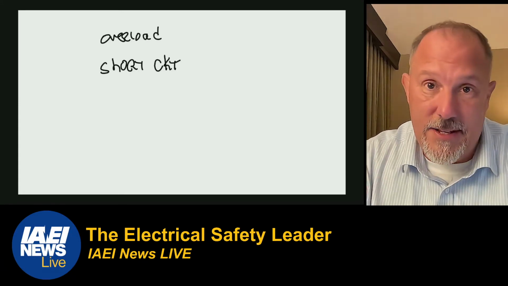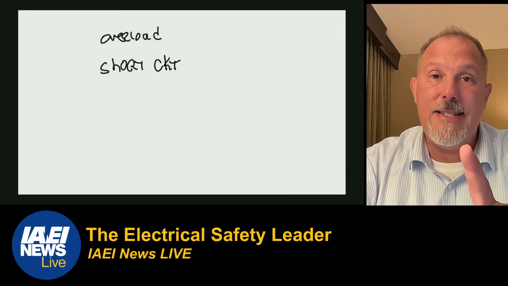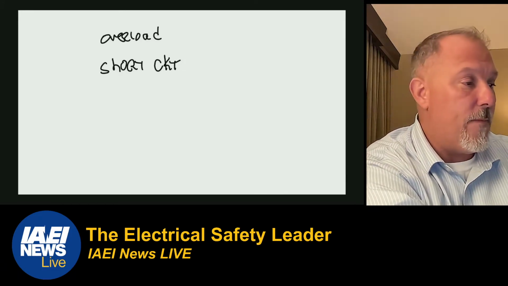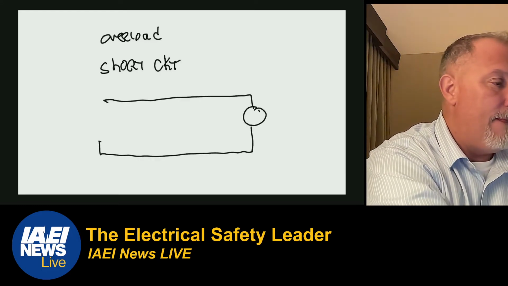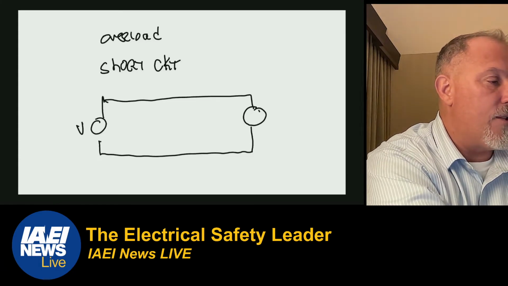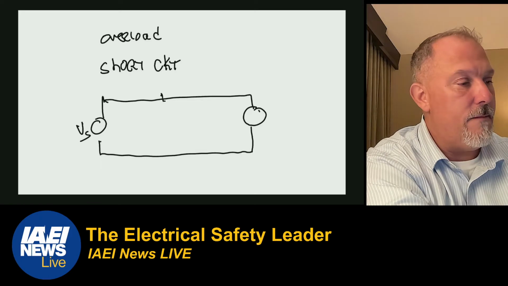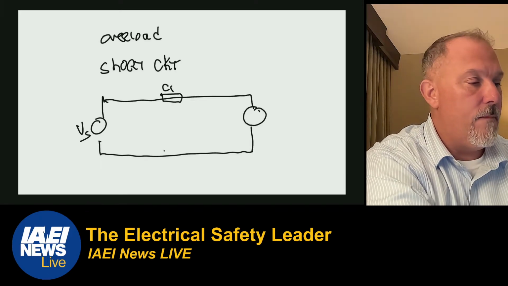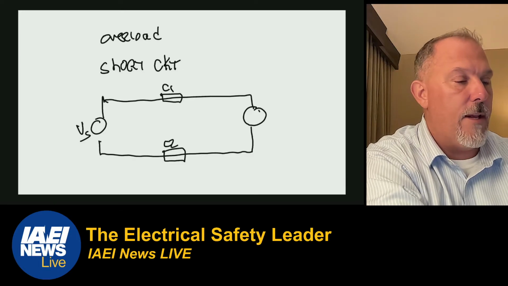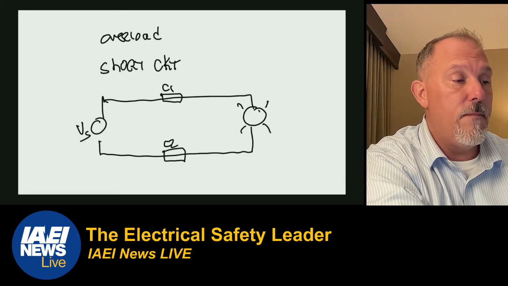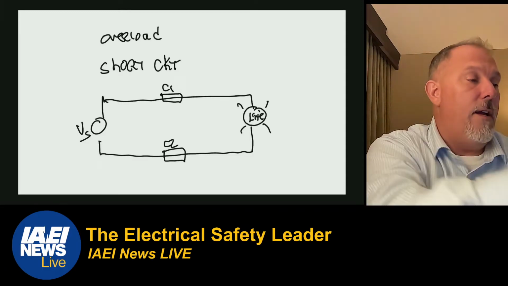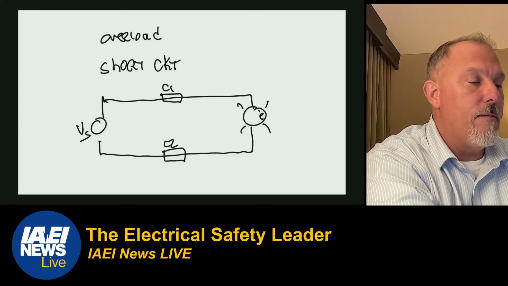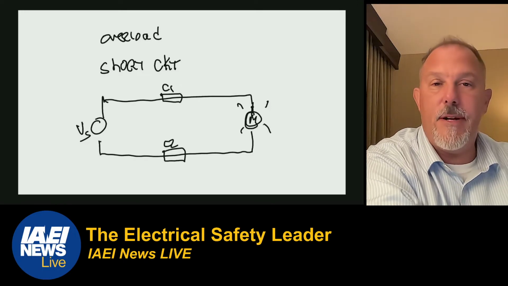The difference is that an overload stays in the circuit. So if I drew a circuit, and let's say I put a load down at the end, and I have a source. So V source, this is a conductor, C1, C2, and let's say that this is a light. Or how about a motor? Let's do a motor. I don't know why. I just like motors.